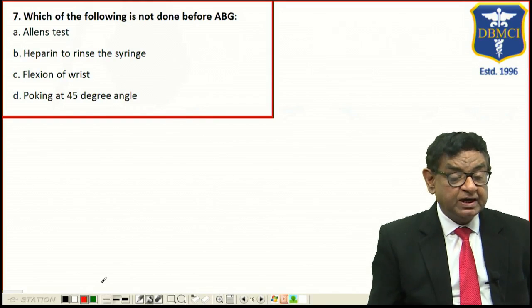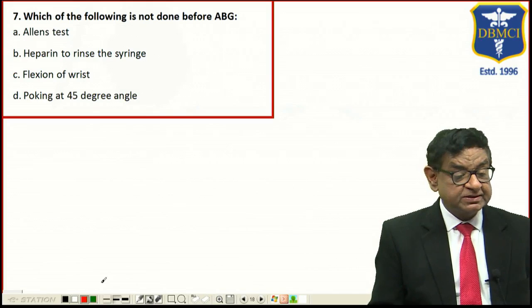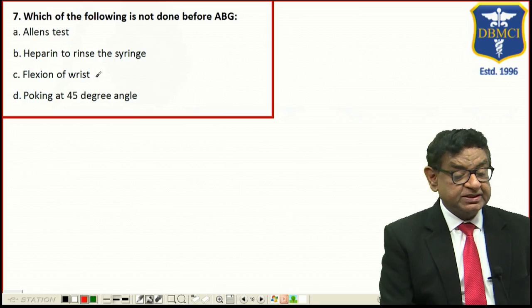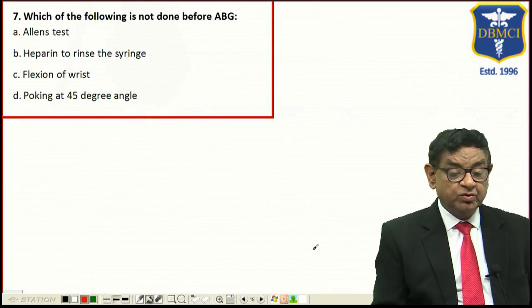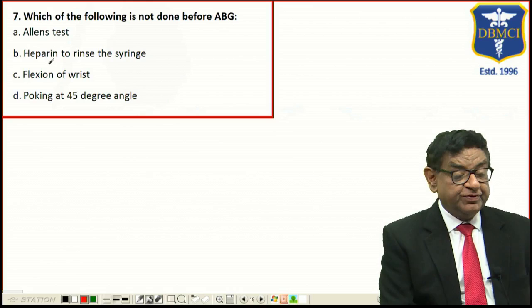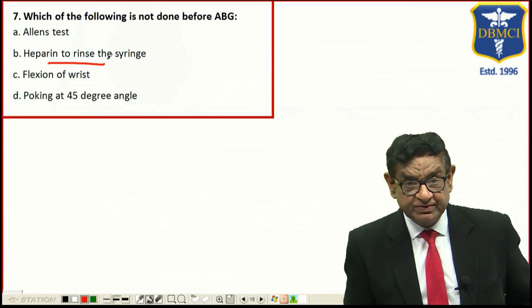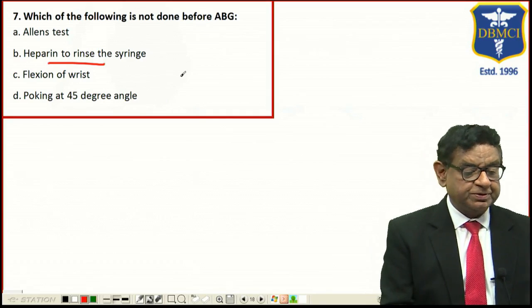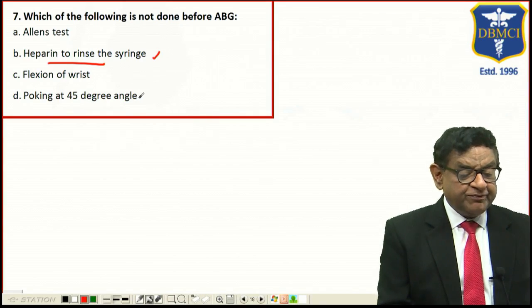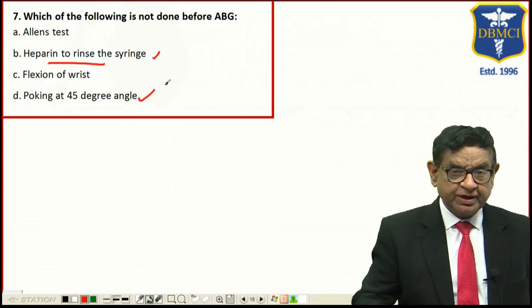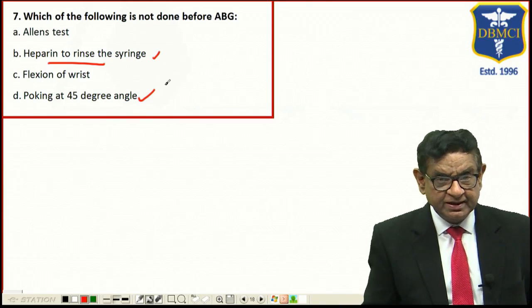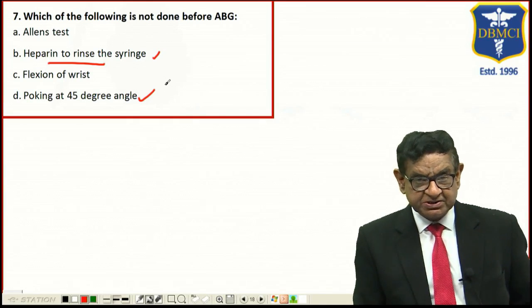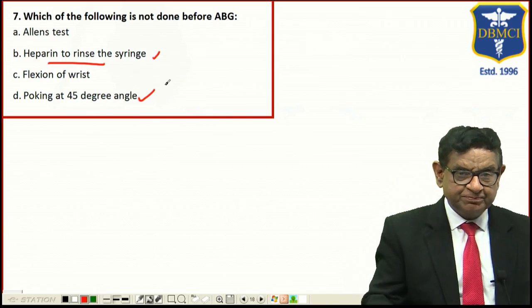Well, arterial blood gas analysis, what is not done? The answer is flexion of the wrist is not done. Before, of course, we have to rinse the syringe with heparin. If you do not, the blood will clot immediately. We puncture at a 45 degree angle, so that we can enter the artery in a comfortable way and do not damage any underlying structure. We can't just puncture at 90 degrees.